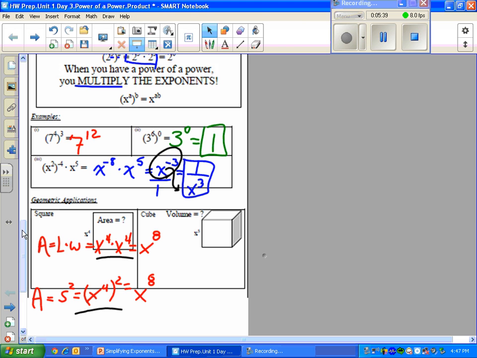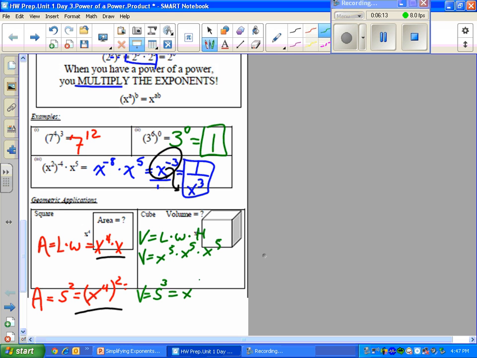Okay? Let's take a look at the one on the right here, the volume. We'll label one of those edges x to the fifth. Since it's a cube, we know that every one of those edges will be the same. Okay, let's see. One way we could do volume is to say that volume is equal to length times width times height. Well, that means that we would have x to the fifth times x to the fifth times x to the fifth. Another way we could think of it is that volume is one of the sides cubed. That means I could take x to the fifth and I could cube it.